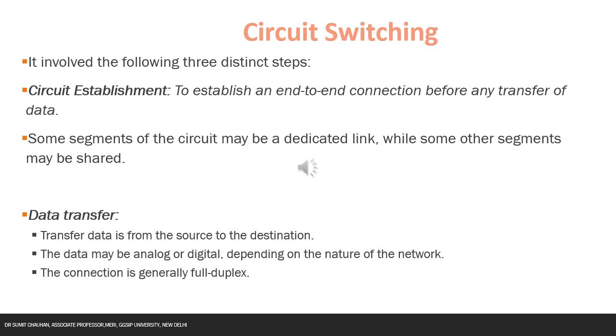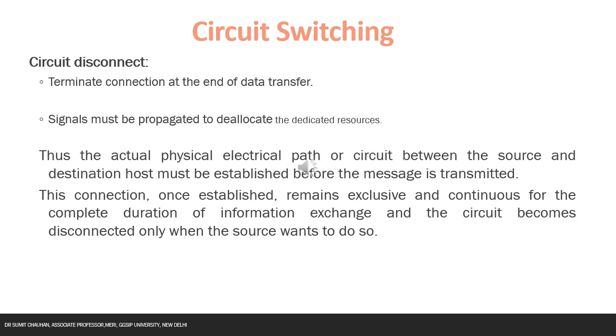The second step is data transfer. Now, when the circuit has been established, you can transfer the data from source to the destination. The data may be analog or digital depending on the nature of the network. The connection is generally full duplex. Third and final step would be circuit disconnect. Terminate connection at the end of data transfer. Signals must be propagated to deallocate the dedicated resources.